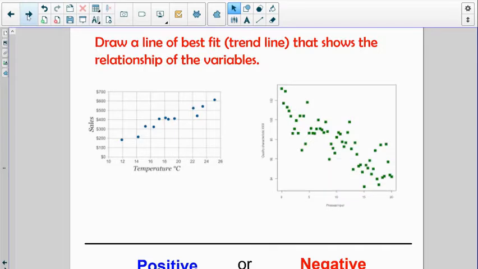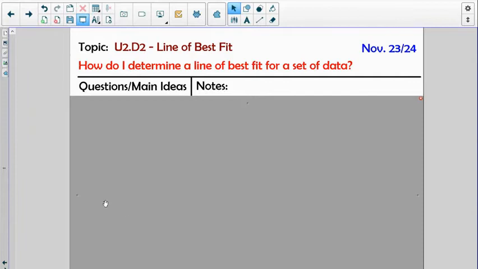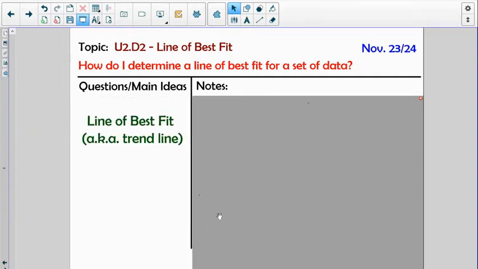So we are going to start with, I got to go back, excuse me. The first main idea is line of best fit. So what is the line of best fit? It's also something that's called the trend line, so also known as trend line. So if I say line of best fit or line of fit or trend line, I'm really referring to the same thing. It goes by many names.